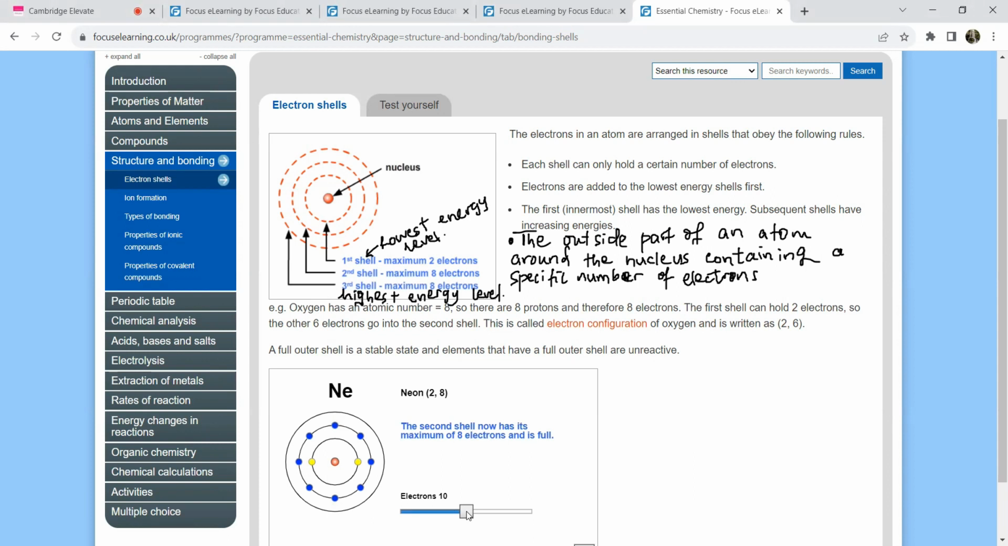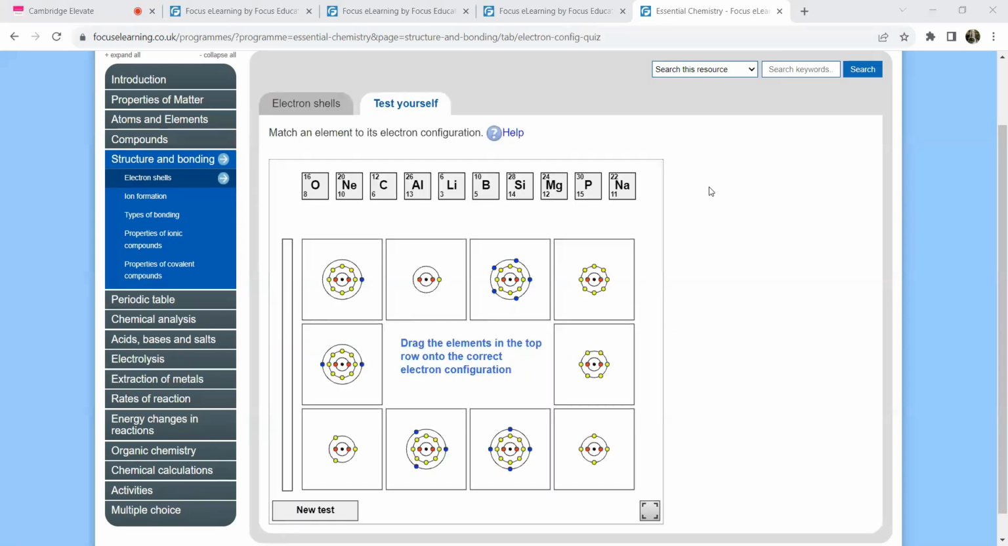Now, if we add 1 more electron, it goes to your third shell, telling you that the second shell contains a maximum of 8 electrons. We can continue the journey like that, right up to chlorine, 2:8:7, and finally your argon, 2:8:8. And that's that about that animation.